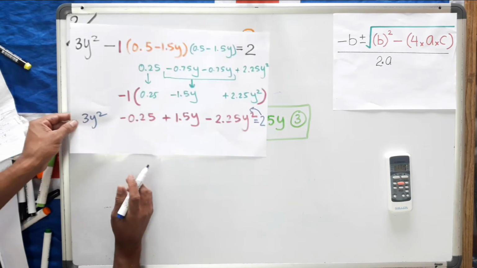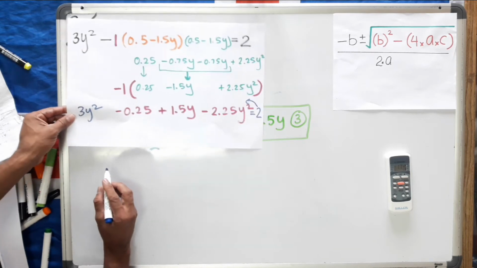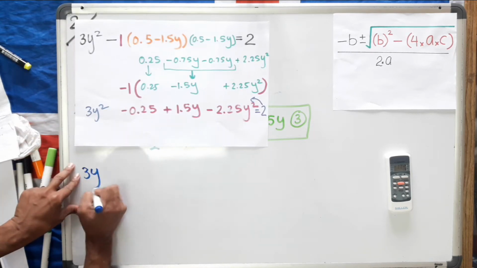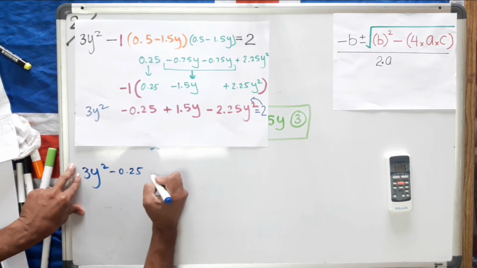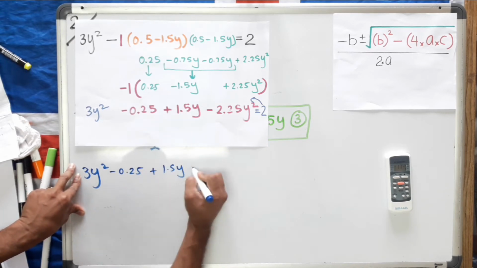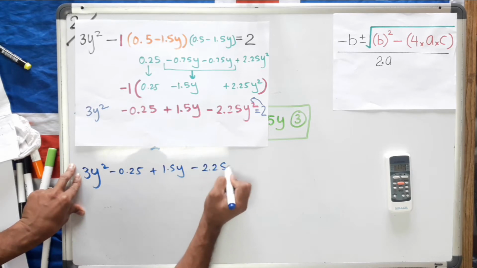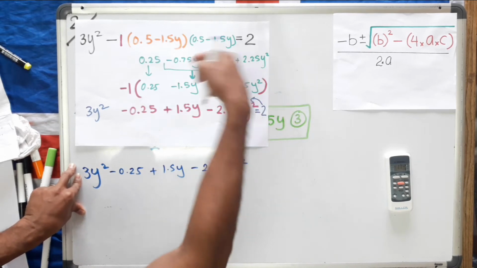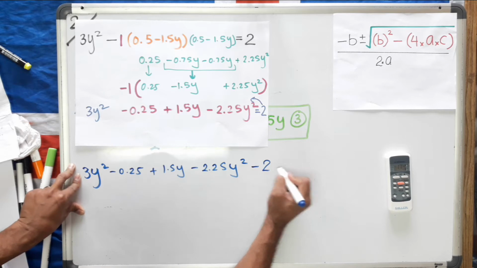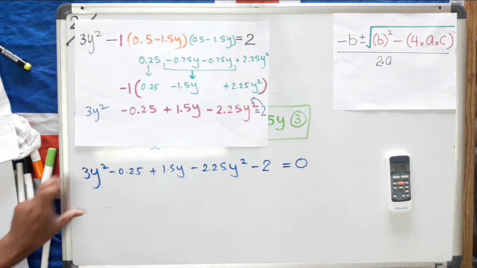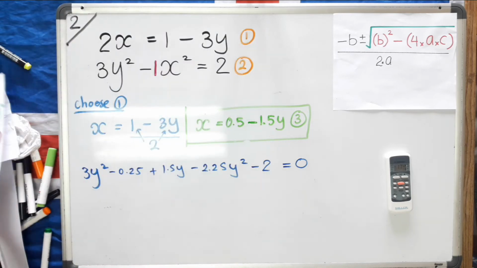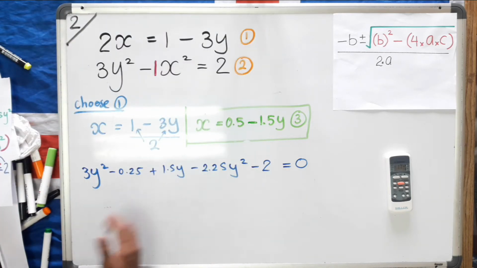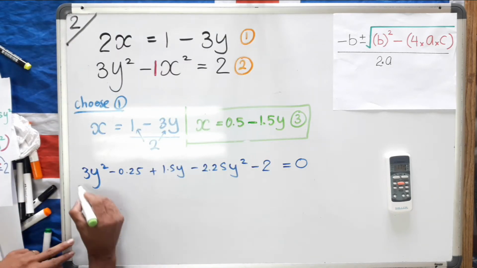Let's see. Make some space here. Right, 3y squared, that's this guy, minus 0.25 plus 1.5y minus 2.25y squared. Throw across the positive 2 to get a negative 2 to make the whole equation equal to 0. Right, I can remove this paper now. Let's add up all the y squared, all the y's and everything without y.